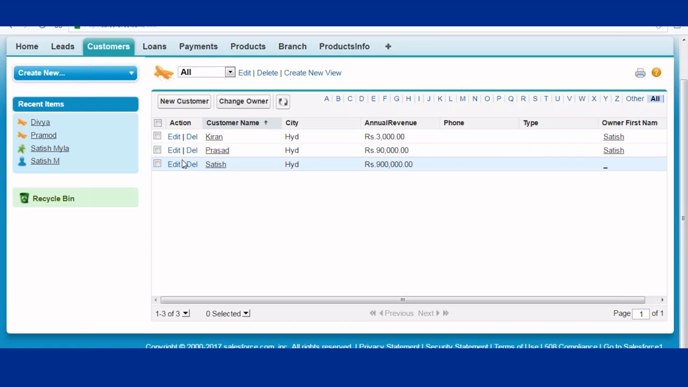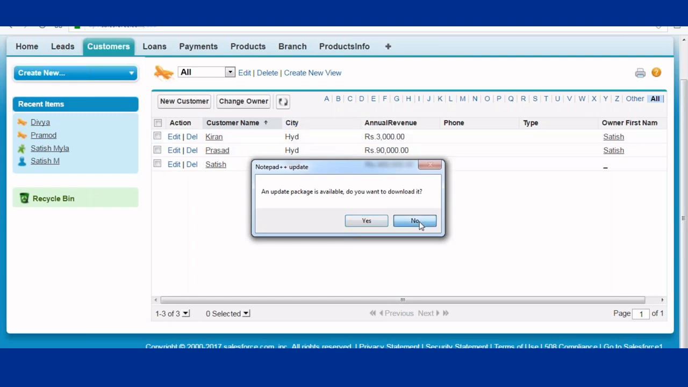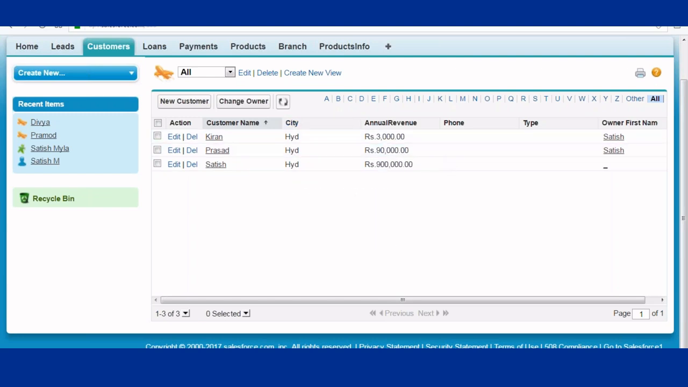Record can be shared with whom? Role and subordinates, or public group. I hope you are clear. With what permission? Read and write. I hope you are clear. This is owner-based sharing. This is criteria-based sharing.